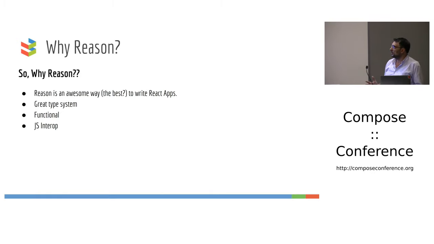It's an awesome way to write React apps. I mean, the React framework was originally created with standard ML in mind, and Reason is like a cousin of that. It has a great type system, it's functional, and it has a great interoperability with JavaScript.